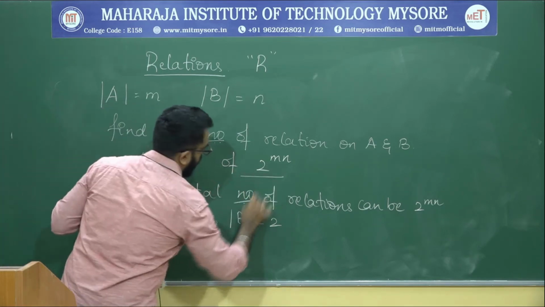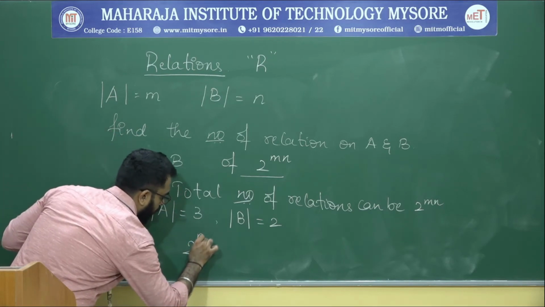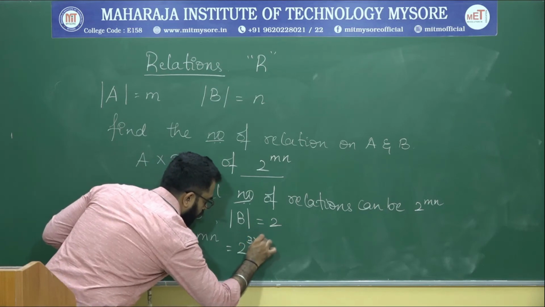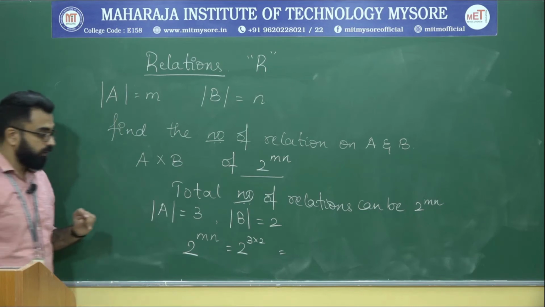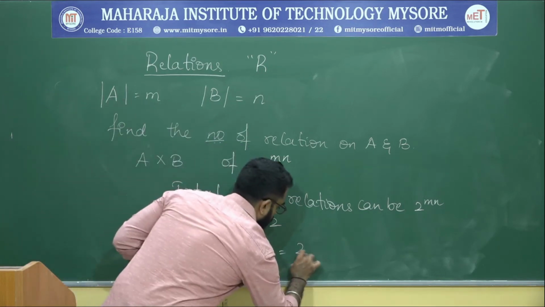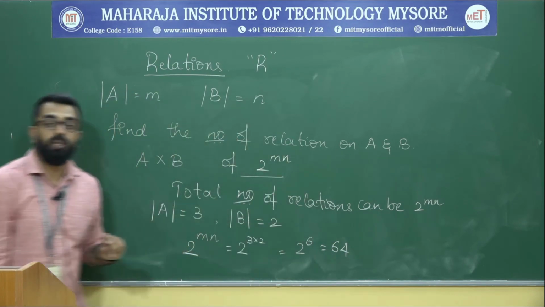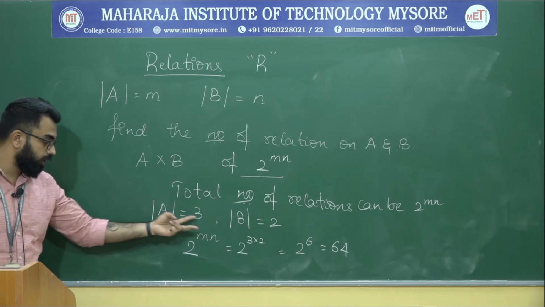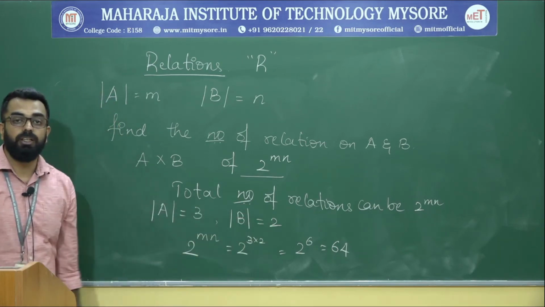We have written that 2 to the power of mn. So it is 2 to the power of mn, that is equal to 2 to the power of 3 into 2. So how much will it be? 2 to the power of 6, which in turn is equal to 64. So the number of relations that can be derived on the given two sets, of size 3 and 2, will be 64 in turn.